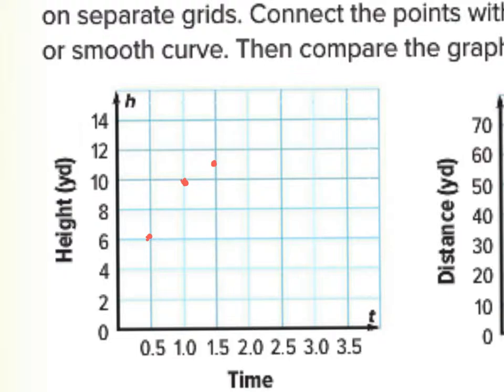I remember just slightly above 8, and then just slightly above 4, right? Just slightly above 4 in the next half second. And that's how much it traveled in 2.5 seconds.